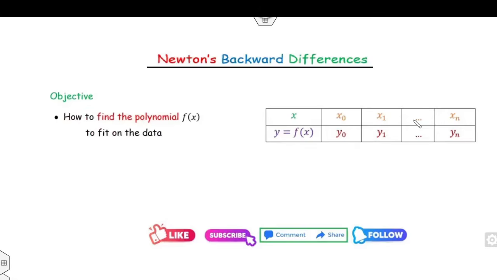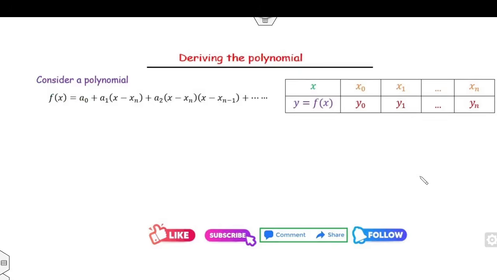Now, the first objective is how we can obtain the polynomial. That's the most important objective of this lecture. Since each of the xi's is equidistant, that means x1 minus x0, x2 minus x1 are all the same. Then we can define the polynomial corresponding to this information starting from the backward point.